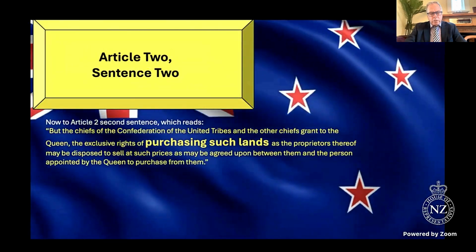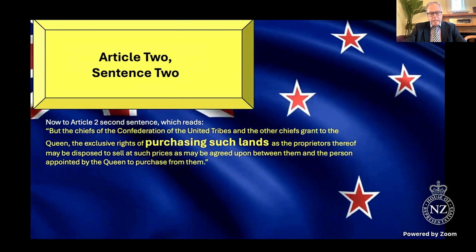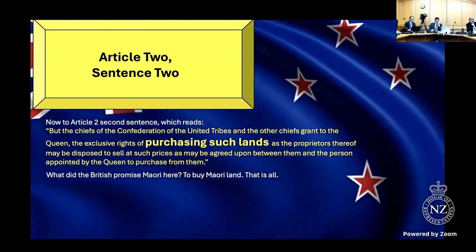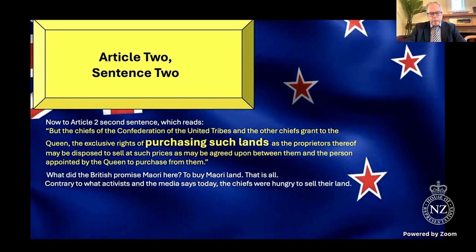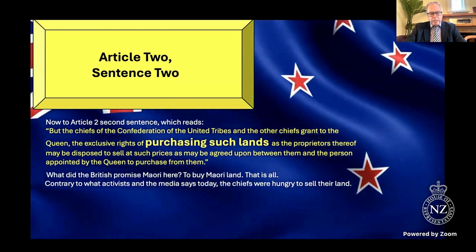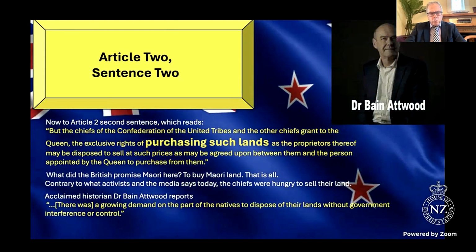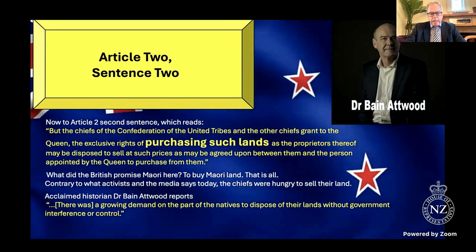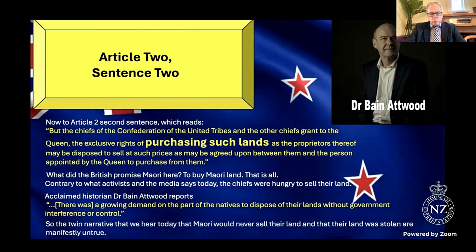Now to Article 2, the second sentence. I'm not going to read it all, but the key idea in this sentence is the purchase of land by the British. What did the British promise Maori here? To buy Maori land. That is all. Contrary to what activists and the media say today, the chiefs were hungry to sell their land. Acclaimed historian Dr. Bain Atwood reports, quote, there was a growing demand on the part of the natives to dispose of their land without government interference or control.